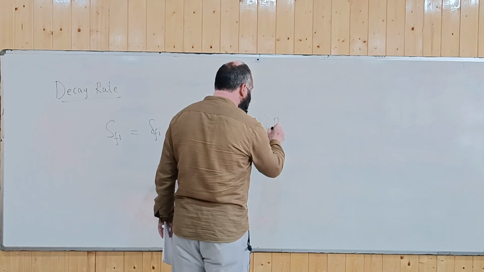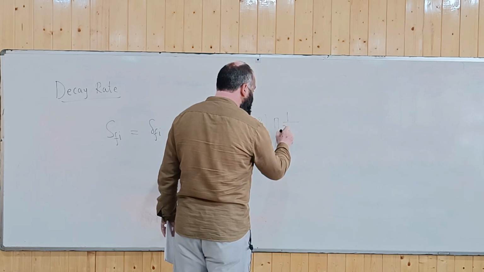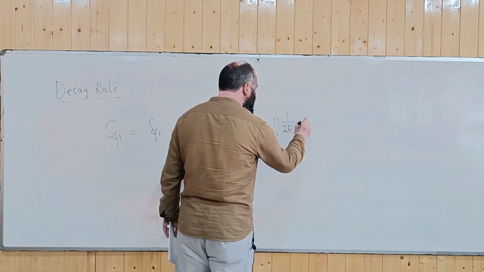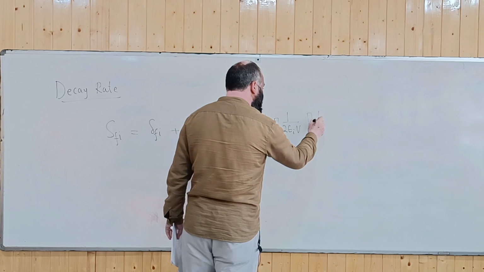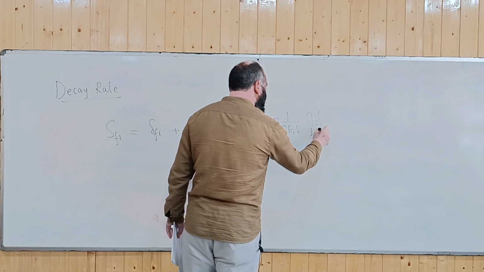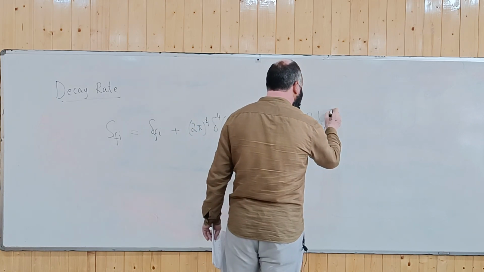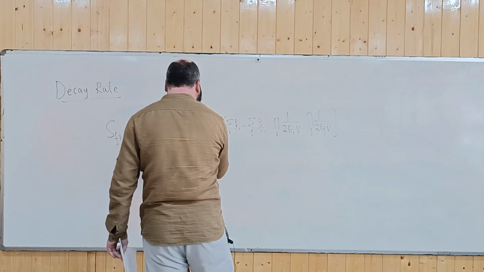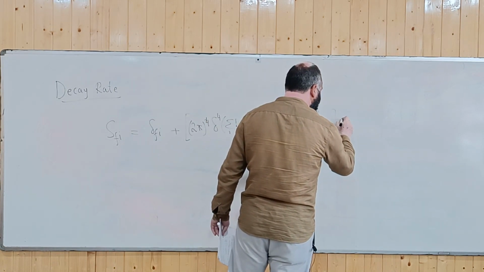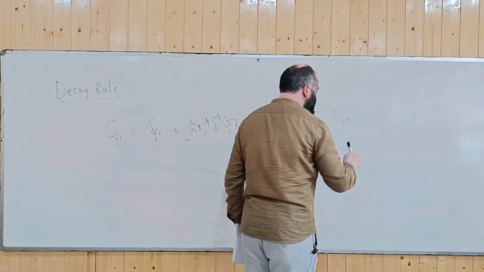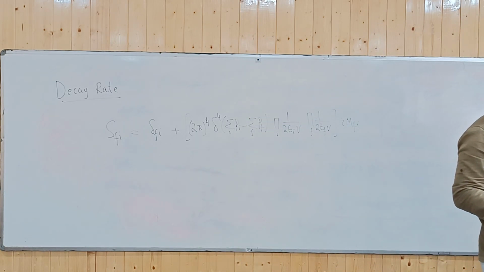Then what kind of factors did we have? For each initial state we had this kind of factor, 2 E. For each final state we have this kind of factor, and these are all the kinematical factors. Then we have the Feynman amplitude. So this is the process.